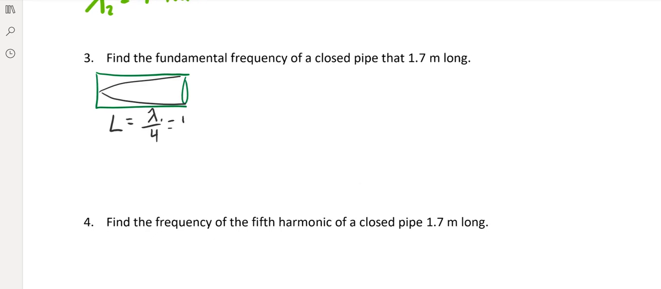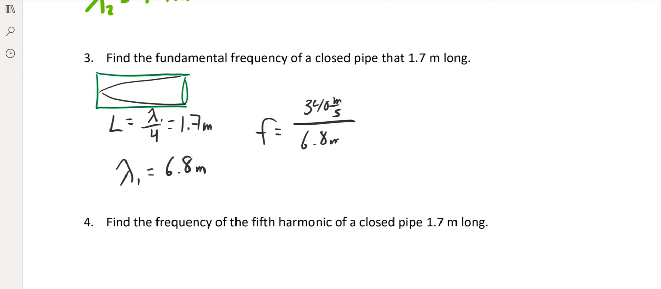And if we know this to be 1.7 meters in length, 4 times 1.7 would be the wavelength. So the wavelength would be 6.8 meters. To find the frequency, we would take 340 meters per second, divide that by 6.8 meters, and you would get 50 hertz.